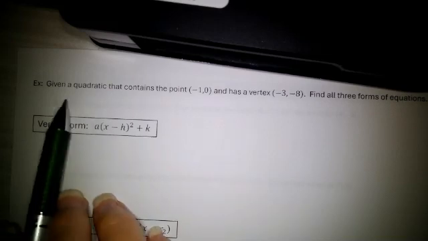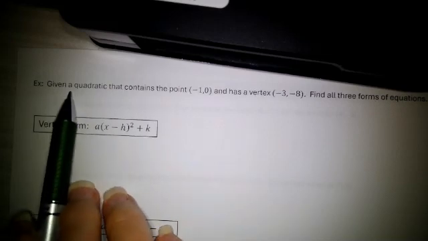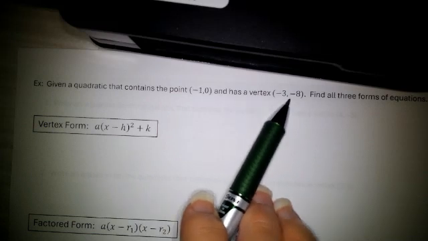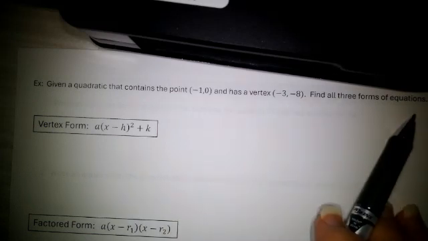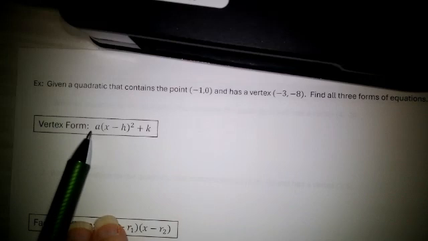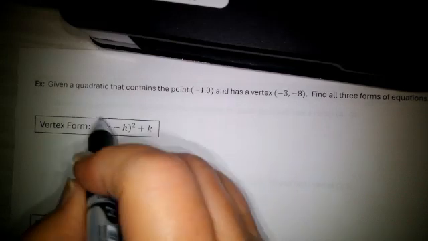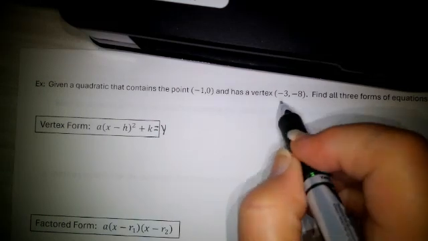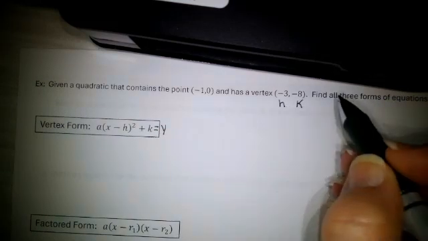One more problem. They're giving us information. We've got a quadratic equation that contains this point and has this vertex, and we're going to have to write all three forms. So we're going to start out with vertex form. I forgot to put the y equals on all of these. All right. So for vertex form, I know I've got my h and my k.